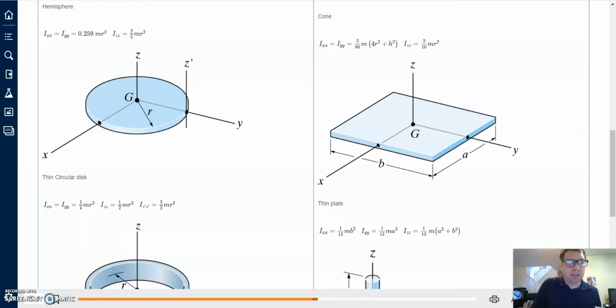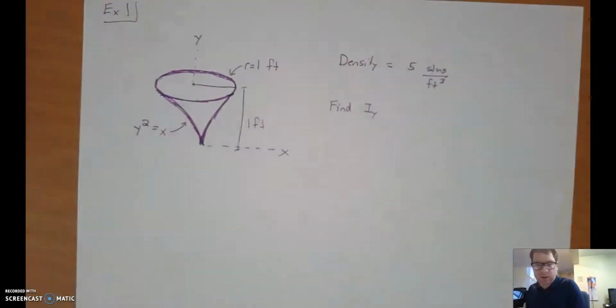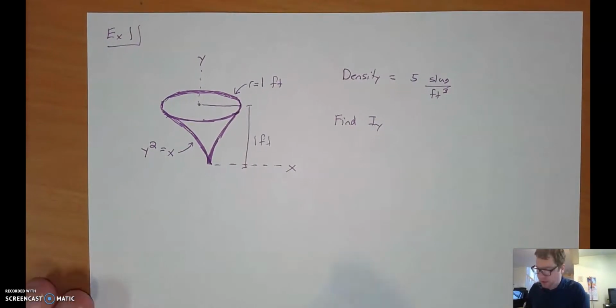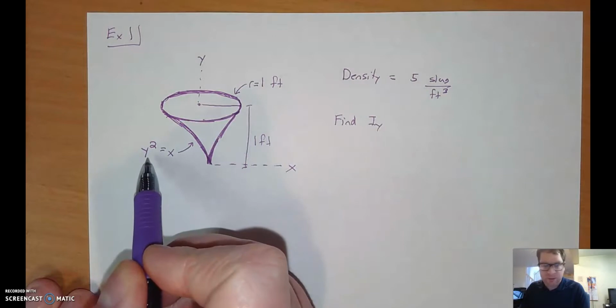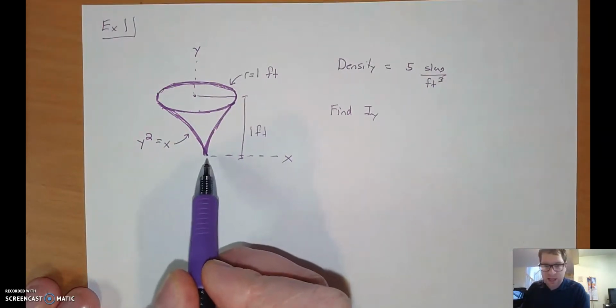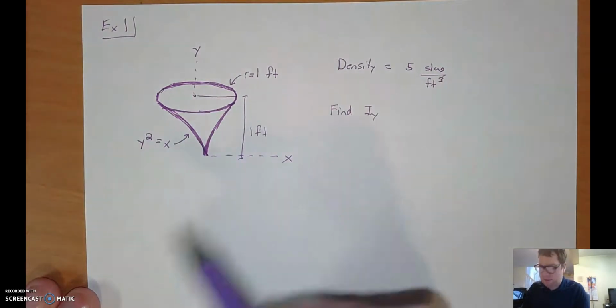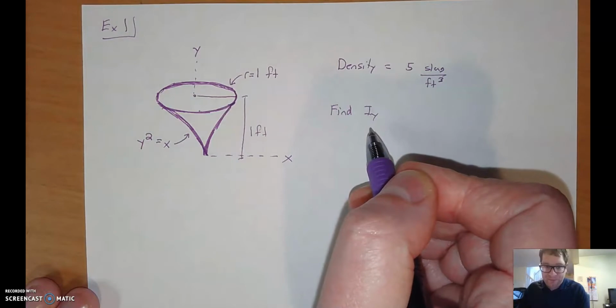So let's look at our example. We have this shape. It has a height of 1 foot, a radius of 1 foot, and a curve defined by y squared equal to x. This is in the xy axis. Z is coming out of the page. We want to find Iy.